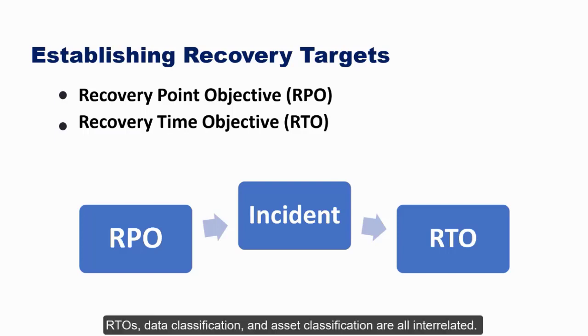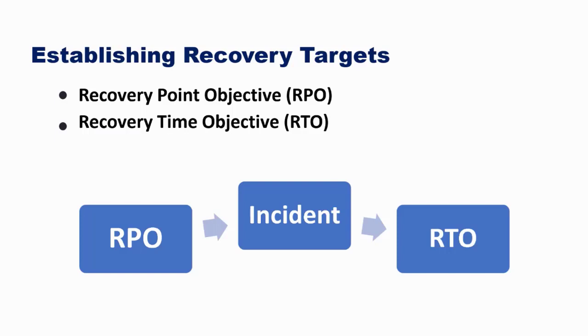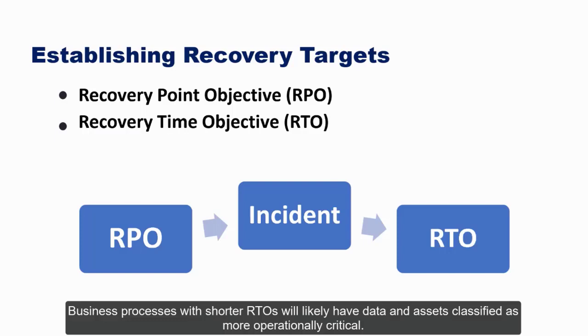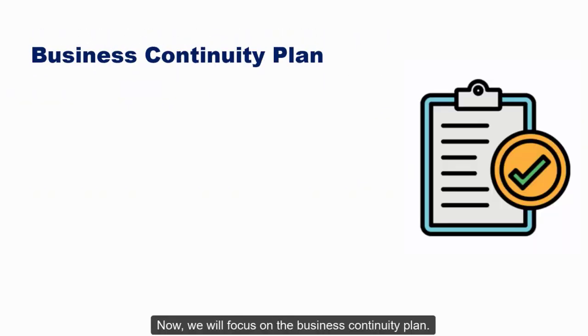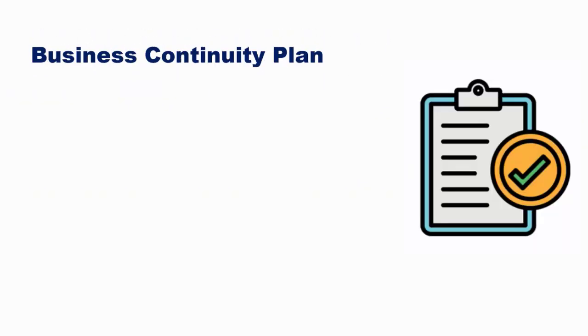RTOs, data classification, and asset classification are all interrelated. Business processes with shorter RTOs will likely have data and assets classified as more operationally critical. Now, we will focus on the business continuity plan.